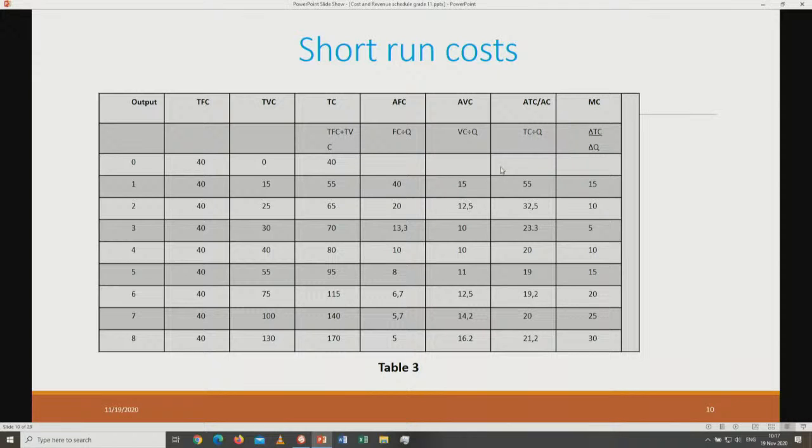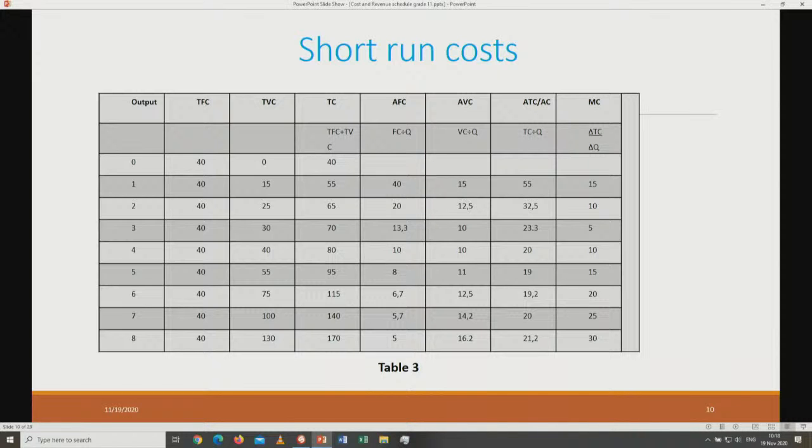And according to the formula, the 55 we must divide it by quantity. What is the quantity at 55? Total cost is 1. So when you divide 55 by 1, it gives you 55. So these are the two approaches of calculating the average total cost, or just the average cost.